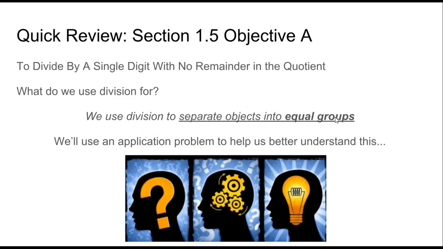If I have a candy bar and you're looking at the candy bar and you want a piece and you want an equal amount, I would need to divide that. I would need to separate that object, that candy bar, into two equal parts so that we both have the same amount. That's an example. But I think you might appreciate this example. So we'll use an application problem to help us better understand the issue.